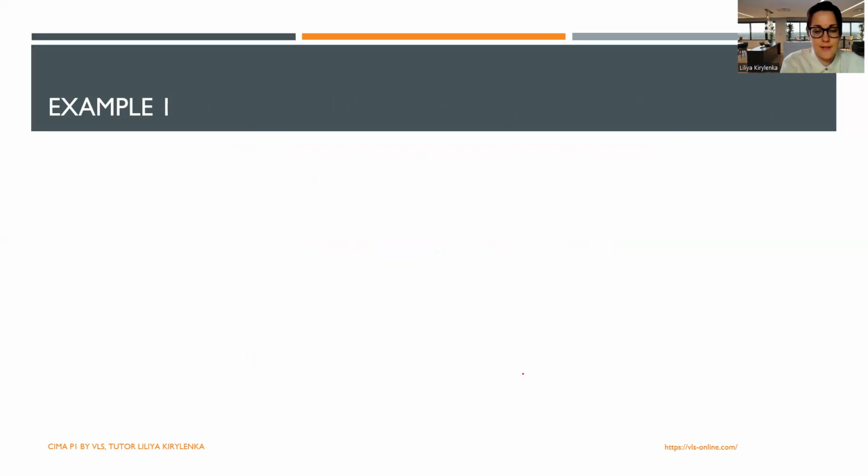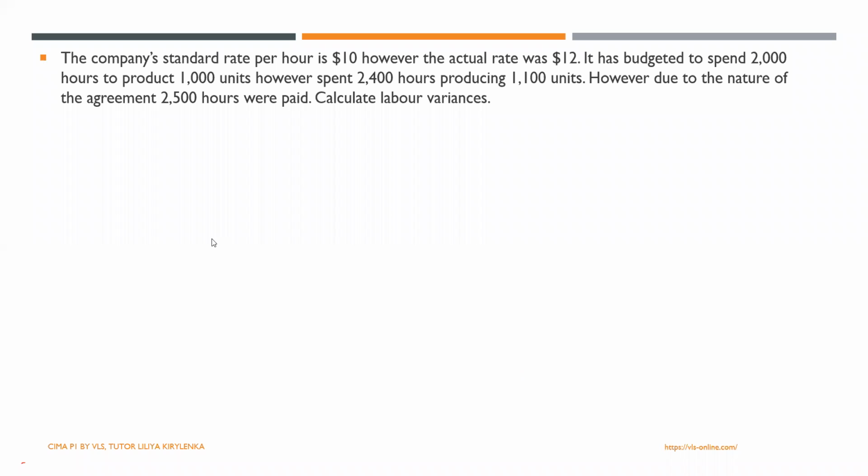So let's see that. The company's standard rate per hour is $10. However, the actual rate was 12.